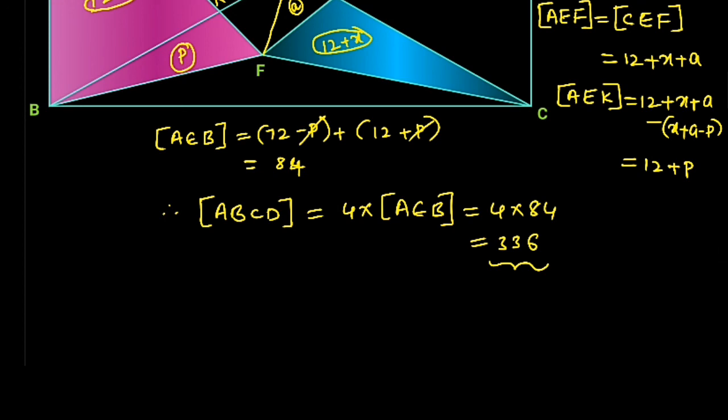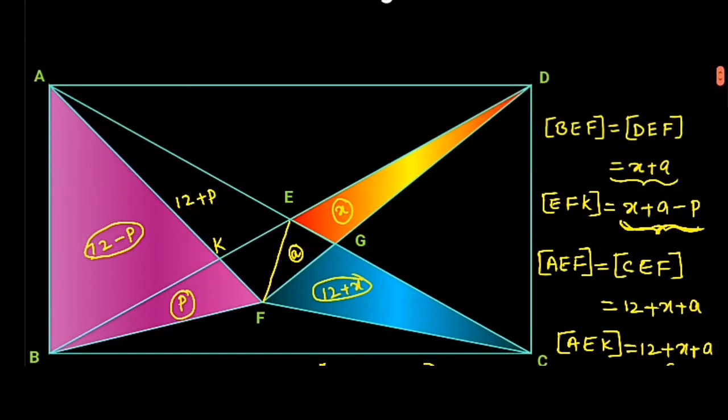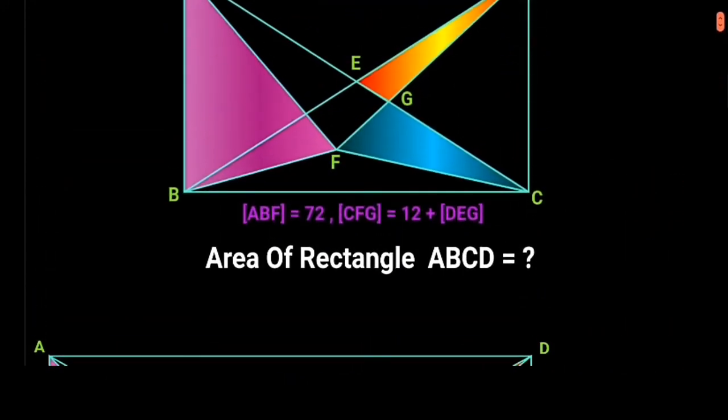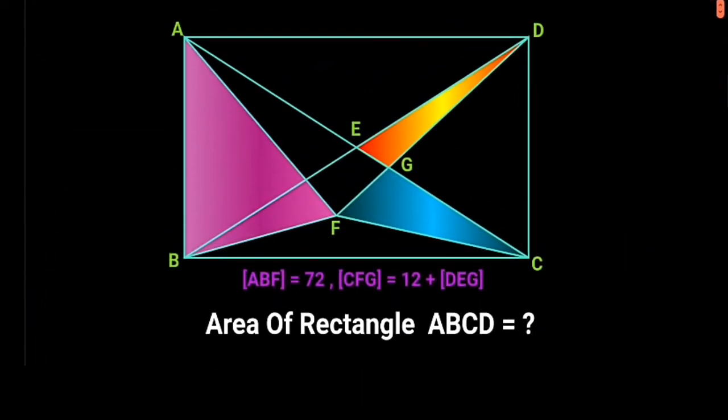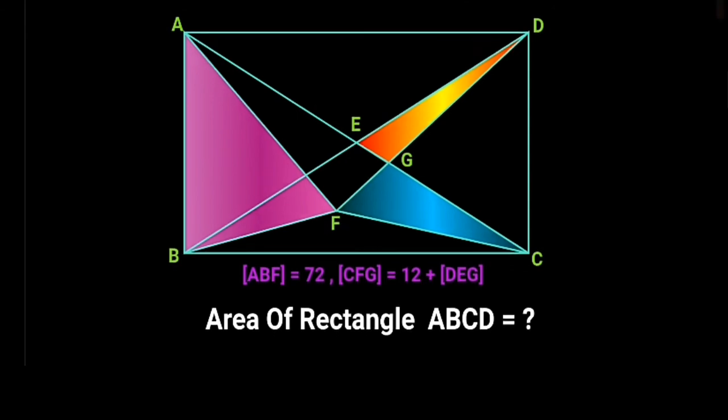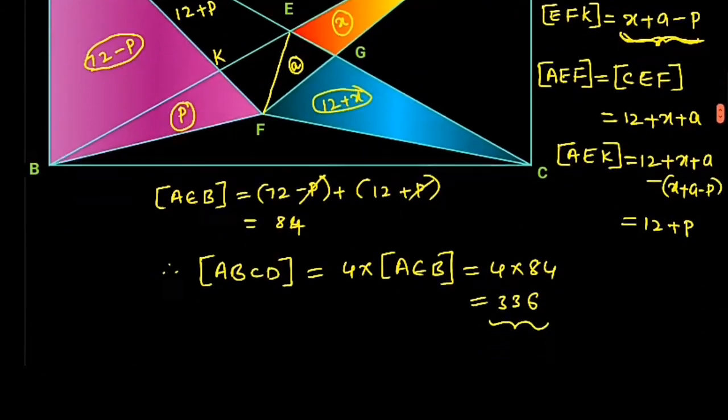That's it. This is what we needed to find out from the given information. The question is asking you to find the area of the rectangle. The area of the rectangle you are getting is 336.